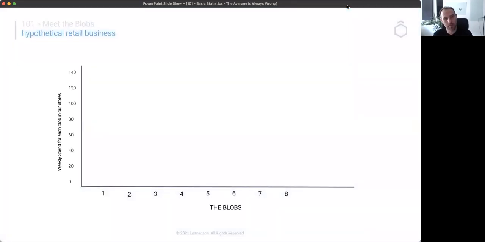So I want to bring you to a hypothetical retail business example. You can see here down the bottom, we've got the blobs. We've got 8 of them. You'll get introduced to them fairly soon. On the left-hand side, you've got the weekly spend for each of these blobs in our particular store. If we jump straight into statistics, let's firstly just plot them on the graph. So here we go, blob 1, blob 2, spent a little bit less, blob 3, a little bit more. Blob 4 is probably one of the higher spenders that we've got. We've got blob 5, 6, 7, and 8.